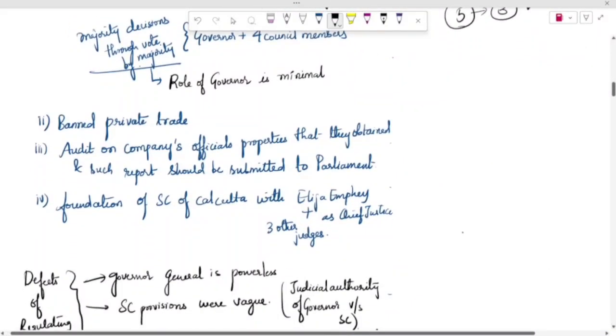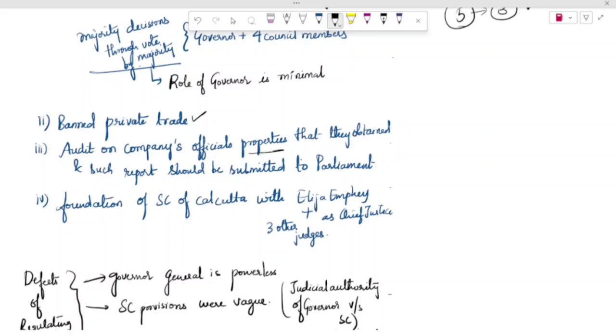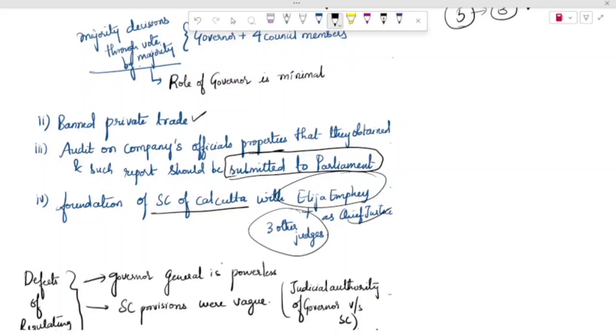When it comes to private trade, this was the reason why the company became poor. So they banned private trade, and they also said that whatever property company officials earned through trade in India, they should submit a report, and that report should be submitted to the British Parliament. Also, the act laid down the foundation of the Supreme Court of Calcutta with Elijah Impey as the first Chief Justice and 3 other judges.